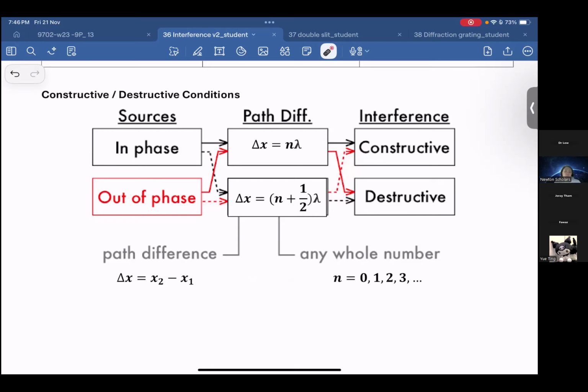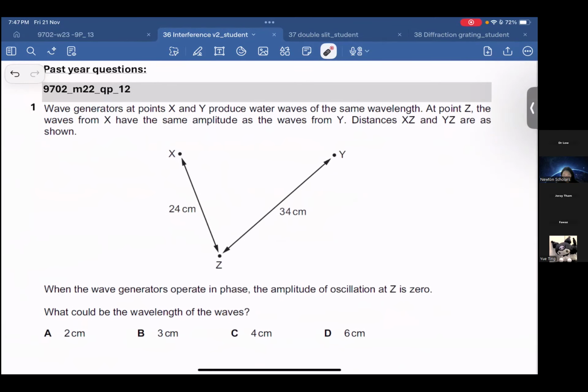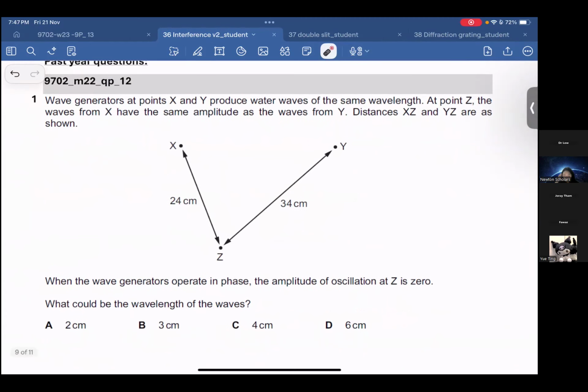Okay, until here, any question? We are going to try our past year question. We are using our knowledge to try to solve the past year question. Okay, Prasan, okay. Fatima, okay. We are using the past year question to try to understand more. So it goes to the next page. Wave generators at points X and Y are producing waves.